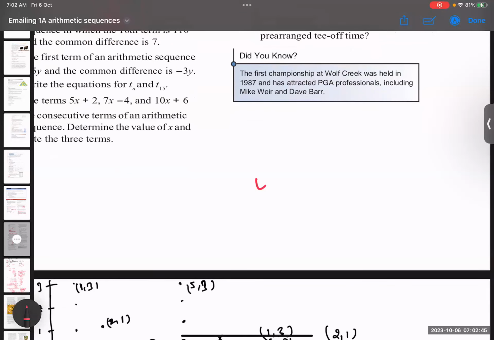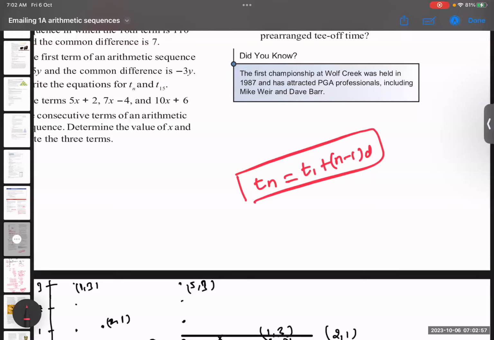If I ask you for the general term, you have to give me the answer T1 plus n minus 1 D. This is the first answer that you have to always give me. Okay, first answer.